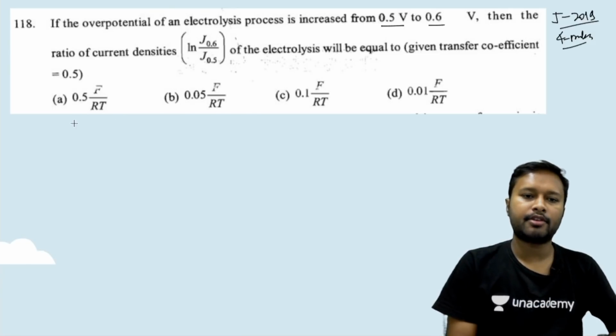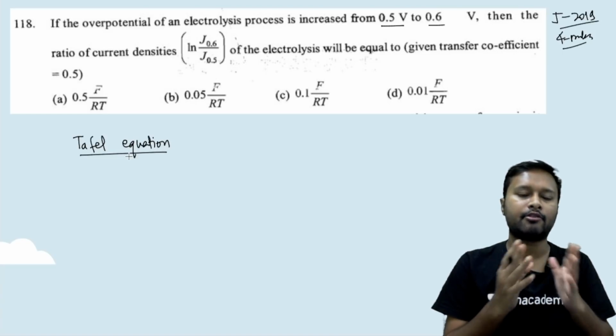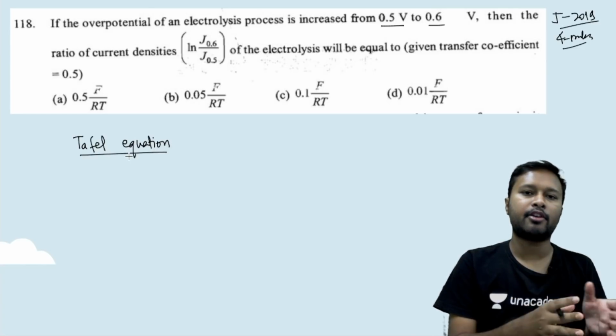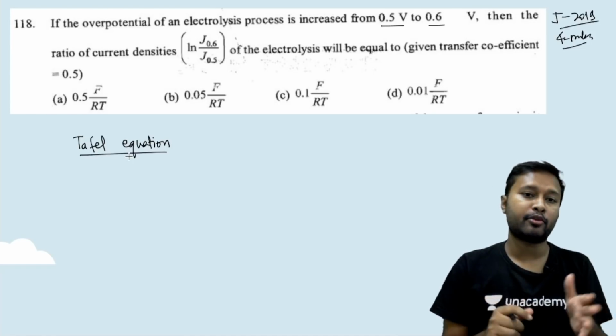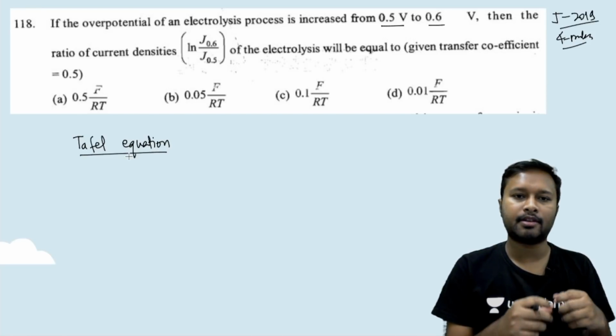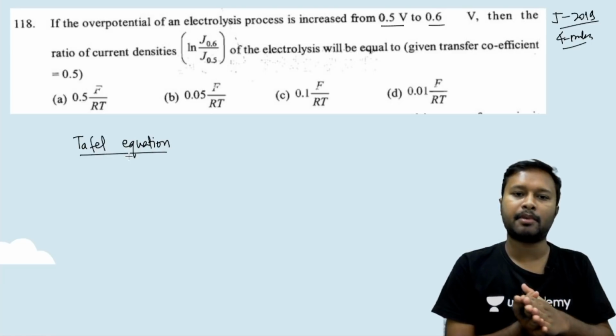Now to solve it, you need to know a particular equation called the Tafel equation. What is this Tafel equation? Basically, the Tafel equation is an equation in electrochemical kinetics which relates the rate of an electrochemical reaction with the overpotential. There are many other terms like overpotential, current density, transfer coefficient. I'm not going to go into detail on it. For that I'll make a separate video in which I'll explain the Tafel equation completely, but here we just have to see the application part of it.